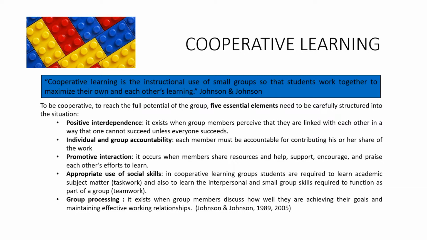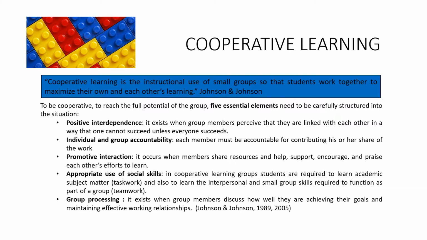There are 5 essential elements. The first one is positive interdependence. It exists when group members perceive that they are linked with each other in a way that one cannot succeed unless everyone else does. Individual and group accountability. Each member must be accountable for contributing his or her share of the work, which means co-responsibility. Promotive interaction. It occurs when members share resources and help, support, encourage, and praise each other's efforts to learn.